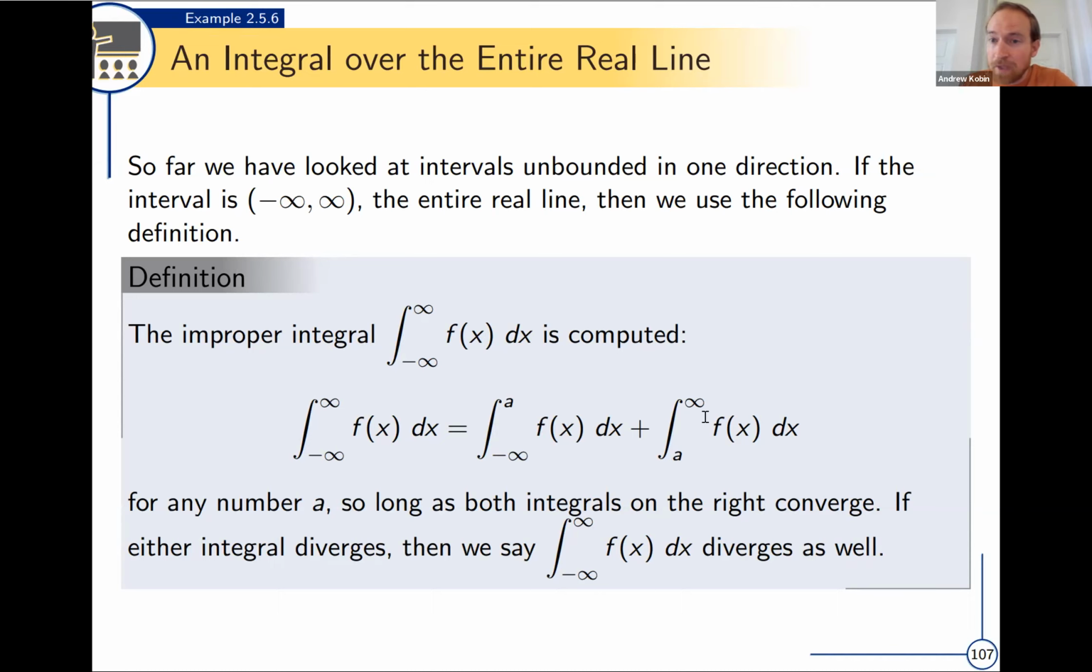Each of these is still an improper integral with infinite limits, but now each of them can be solved by a separate limit: the limit as t goes to negative infinity and the limit as s goes to positive infinity. We'll do one of these problems together in a moment.